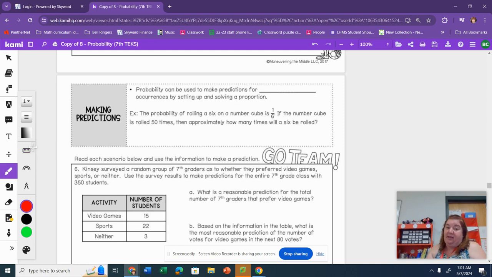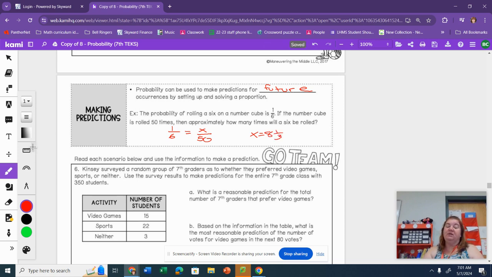Probability can be used to make predictions for future occurrences. The probability of rolling a 6 on a number cube is 1/6. If the number cube is rolled 50 times, then approximately how many times will a 6 be rolled? Well, what you do is we're just doing a proportion. 1 out of 6 is the chances. So how many out of 50? So you just cross multiply and you will discover that x equals 8 and 1/3.